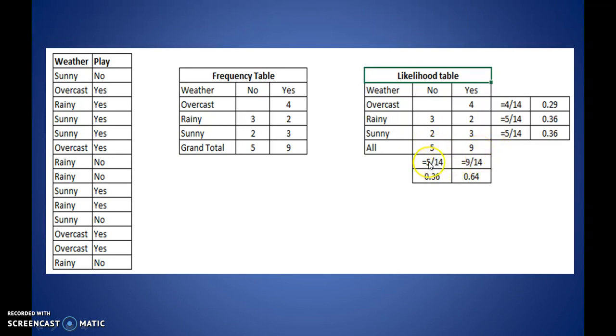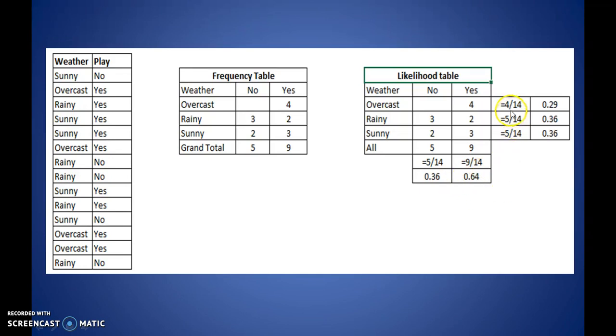So if we calculate the probability, 5 by 14, the total number of probabilities that we have is 14. 5 by 14 is what we have for no's, and the probability of yes is 9 by 14. So that would be 0.36 and 0.64. This is how we actually calculate the likelihood.